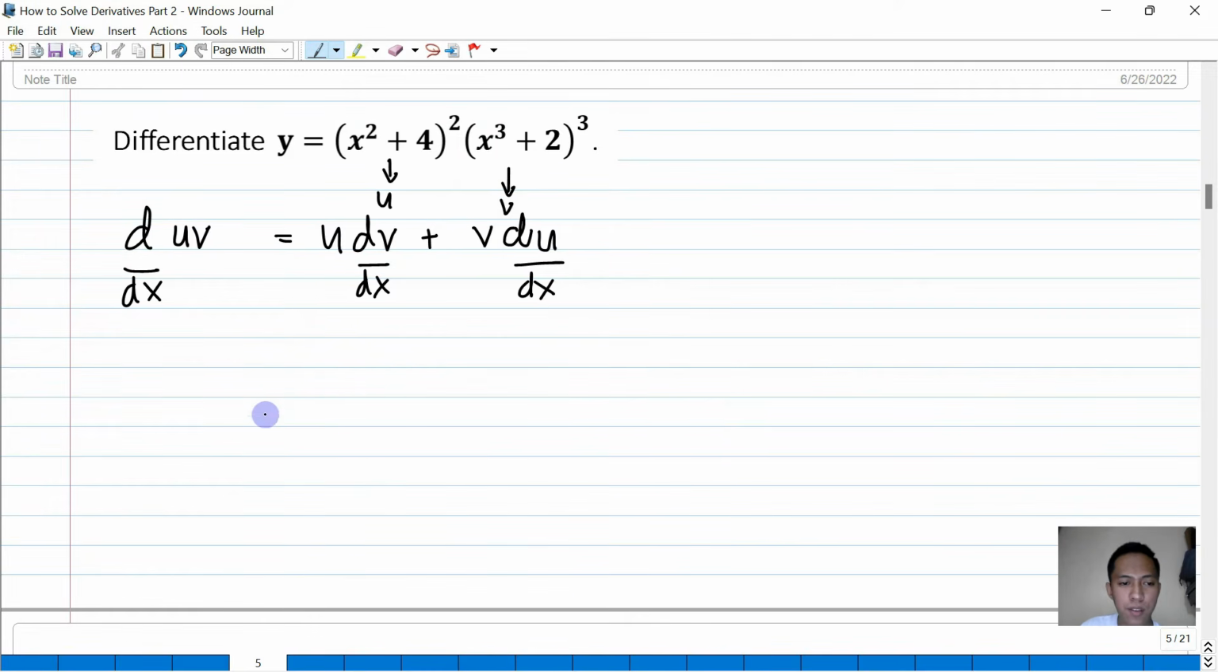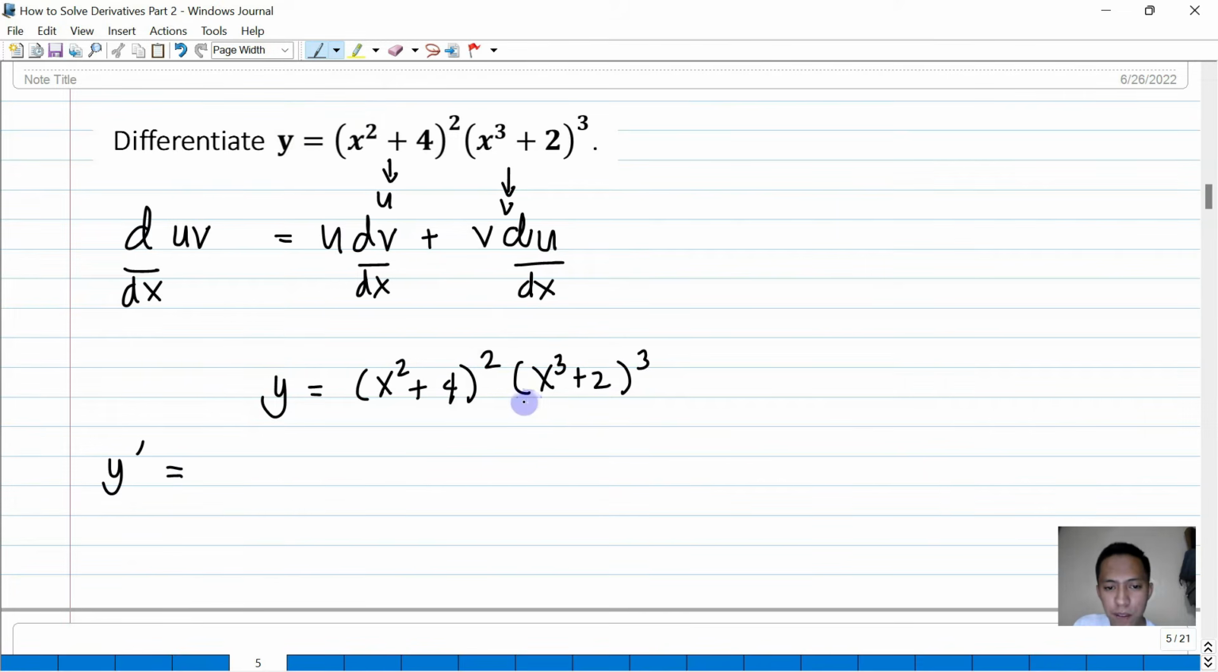Okay, so basically, we have here y is equal to, so copy lang muna natin guys. We have here y is equal to (x squared plus 4) squared times the quantity (x cubed plus 2) cubed. So we have here y prime is equal to, so copy lang natin guys yung second expression. So copy the second expression. We have here (x cubed plus 2) cubed.